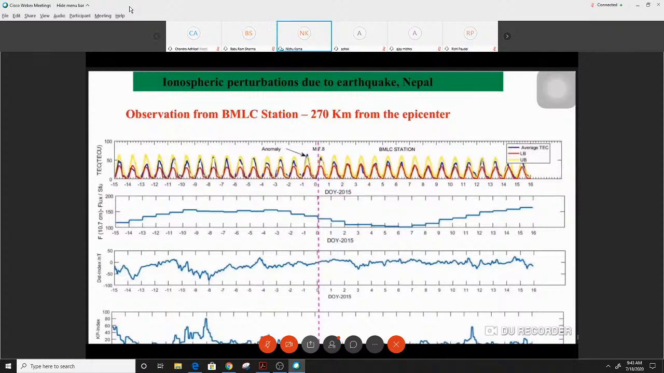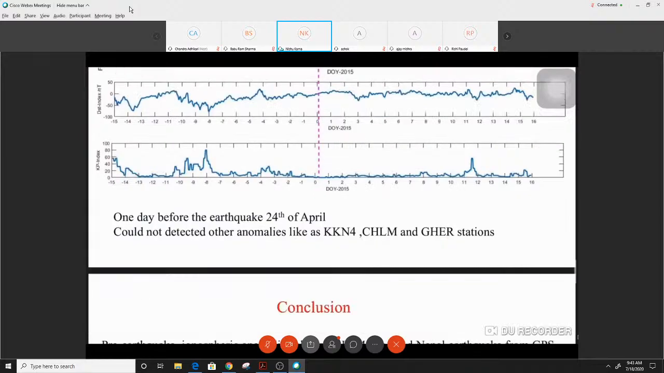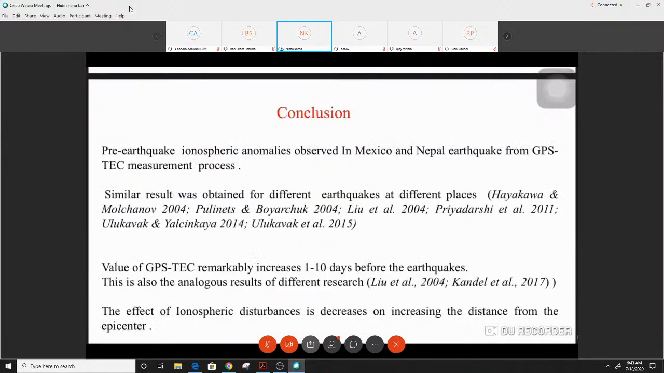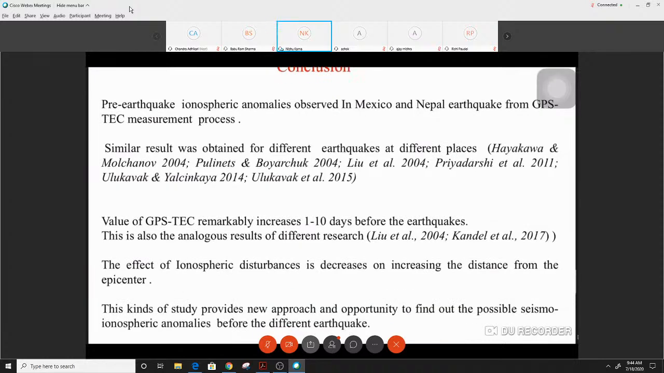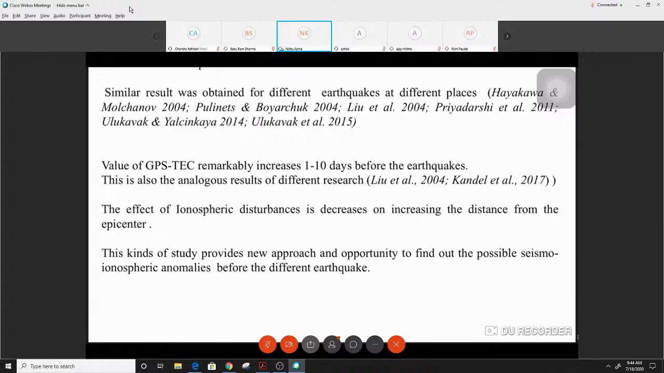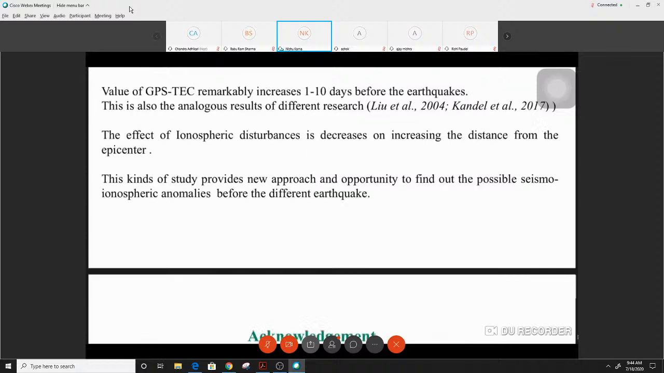So we conclude that pre-earthquake ionospheric anomalies were observed in the Mexico and Nepal earthquakes from the GPS-TEC measurement process. Similar results were obtained for different earthquakes at different places, like Hayakawa or Little, etc. The value of GPS-TEC remarkably increased 1 to 10 days before the earthquake. This is also analogous to the results of different researchers like Louis and Condell 2017. The effect of ionospheric disturbance decreases with increasing distance from the epicenter. This kind of study provides a new approach and opportunity to find possible seismo-ionospheric anomalies before different earthquakes.